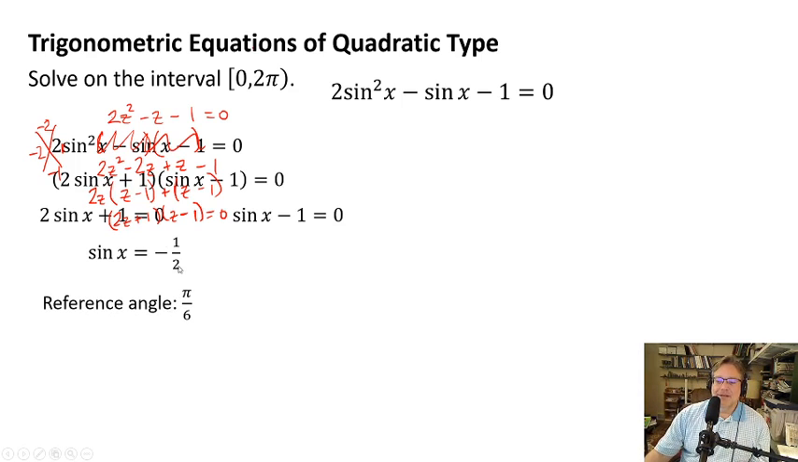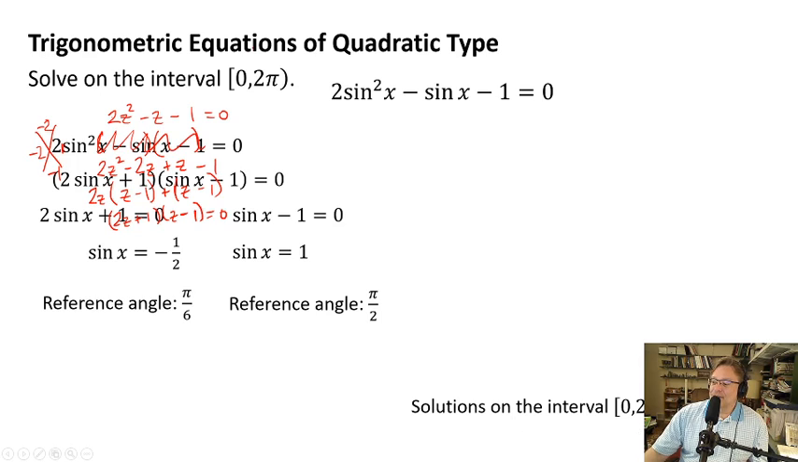The reference angle, we're coming back home to the first quadrant, we're dealing with just pi over 6 for that. We'll come back to that in just a bit. The other possibility is that sine of x is equal to 1, and that's happening at the reference angle of pi over 2 or 90 degrees. So there are some solutions on the interval 0 to 2 pi of the following. We've got pi over 2, also 3 pi over 2 here.